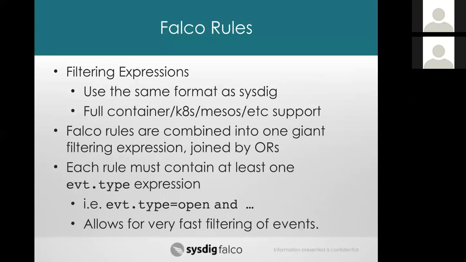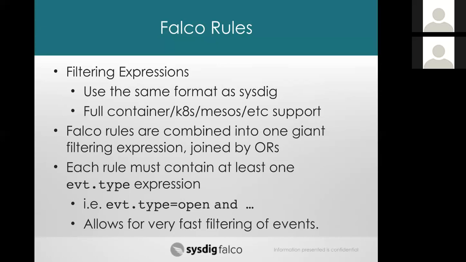Okay, just looking a little bit more at what the filtering expressions are. Like we said, it's the same format as Sysdig, so you can do all the great things that you can do with Sysdig in Falco. You can refer to container names, Kubernetes, Mesos, and there's full support for all of that. All of the Falco rules are combined into one gigantic filtering expression joined by ORs. So if you have 20 rules in your file, what gets passed to the filtering expression is a 20-step giant filtering expression with ORs. That can get pretty long.